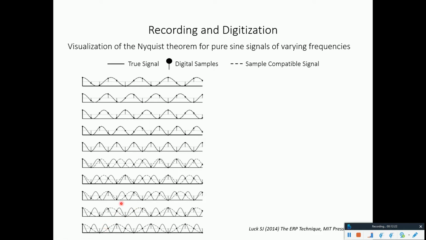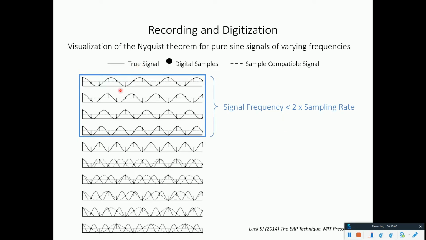Now go down here. So here you can see that the samples measure values that are compatible with a relatively low frequency sine. So from the digital samples, you get this information that it might be this low frequency sine. It could also be a higher frequency, but if you look for a parsimonious explanation, then you would say, okay, it's this low frequency sine. And that's a problem because your digital signal doesn't bijectively tell you what the original signal was.